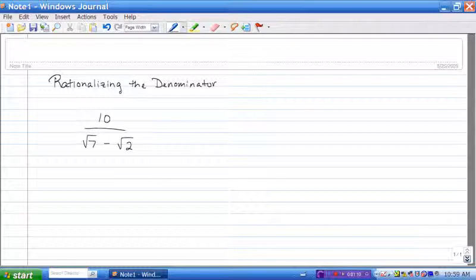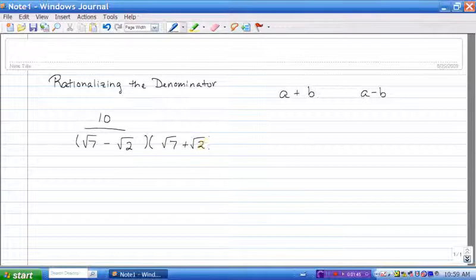So what I'm going to use is called a conjugate. If I have A plus B, its conjugate is A minus B. Okay? And usually we're just talking about radical expressions when we talk about conjugates or imaginary numbers. So the conjugate of radical 7 minus radical 2 would be radical 7 plus radical 2. And if I multiply the bottom of the fraction by this, I have to multiply the top.